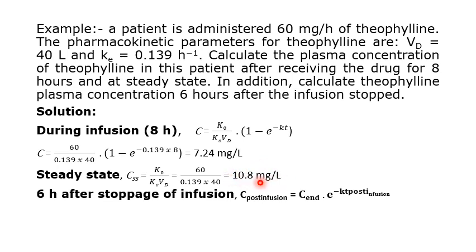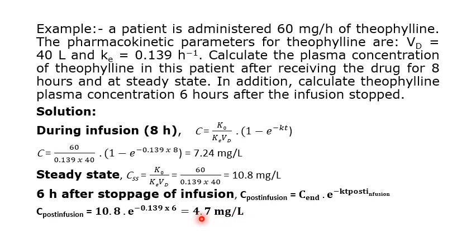We can apply this as C end, and then the time here is the 6 hours, and then the elimination rate constant is constant. We can simply apply the equation to find that the concentration 6 hours following the cessation of infusion is 4.7 milligram per liter.